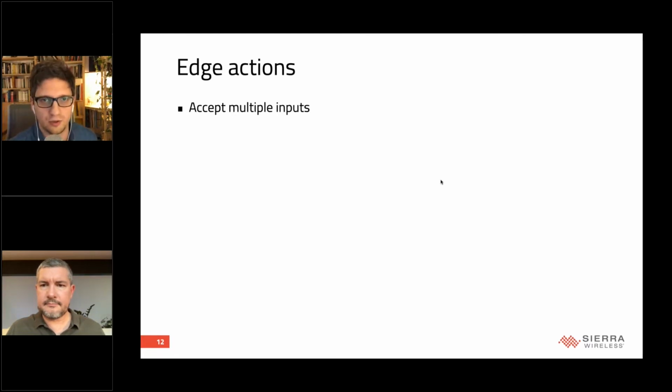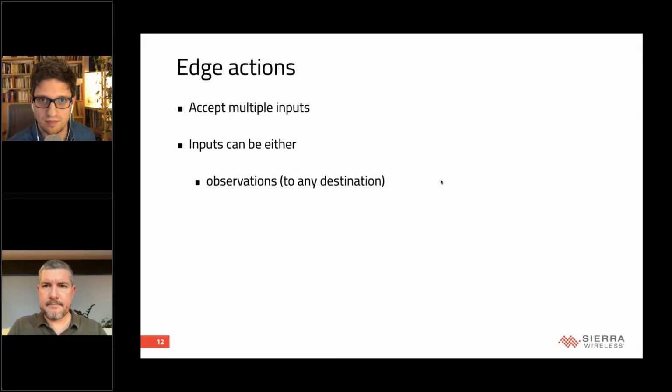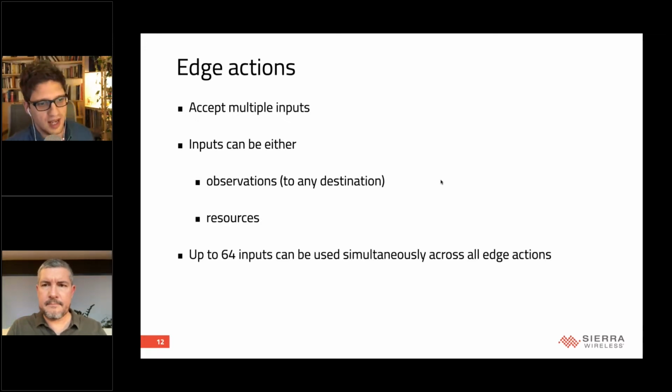Currently, you can only create one edge action for one observation that has to be set up specifically to send to an edge action. Now you can accept or declare many inputs, and not only observations. Any observation could also be observations to the cloud that push an event directly to the stream. You can use that as an input to an edge action, but also resources.